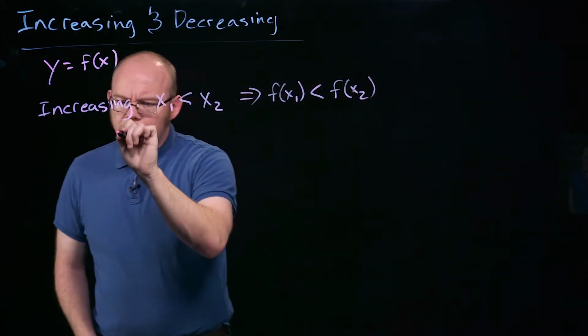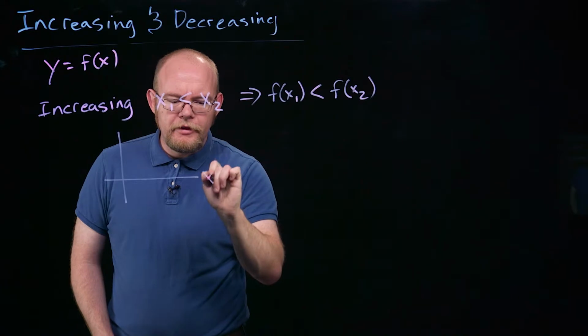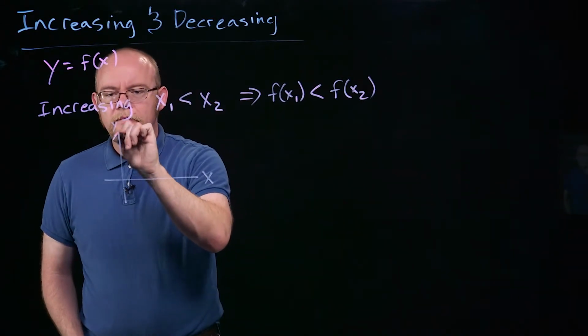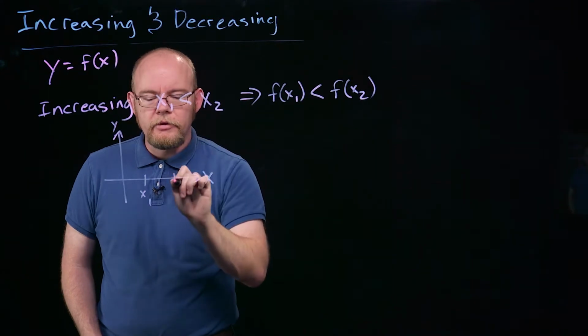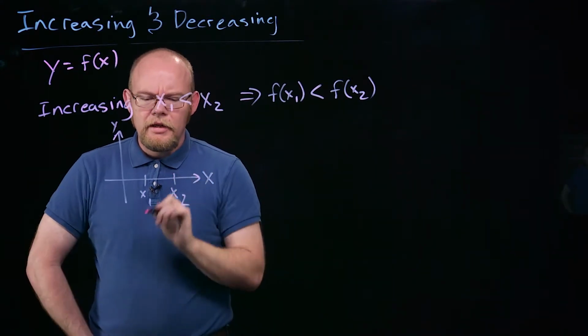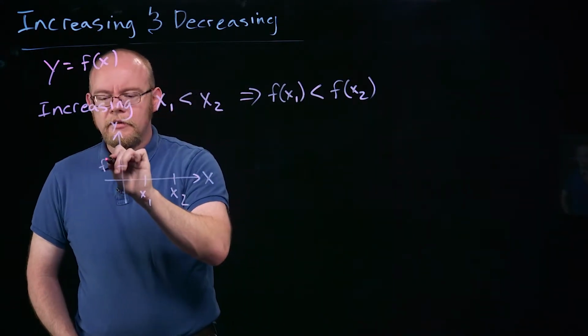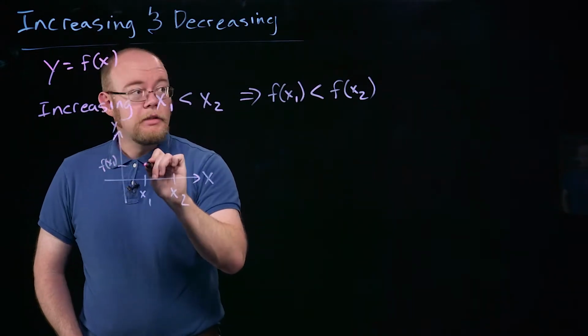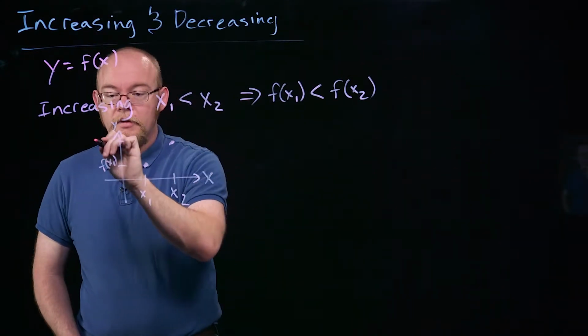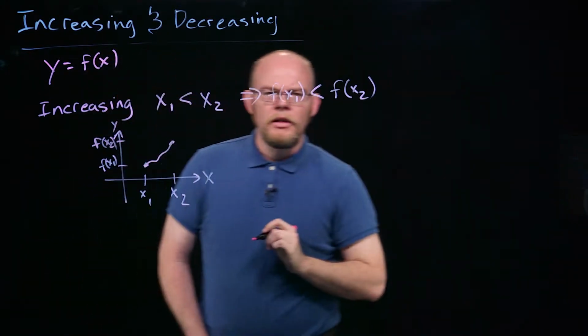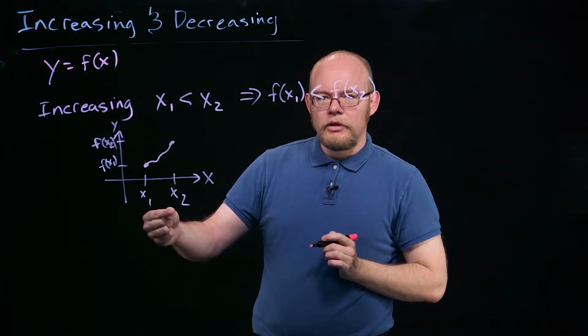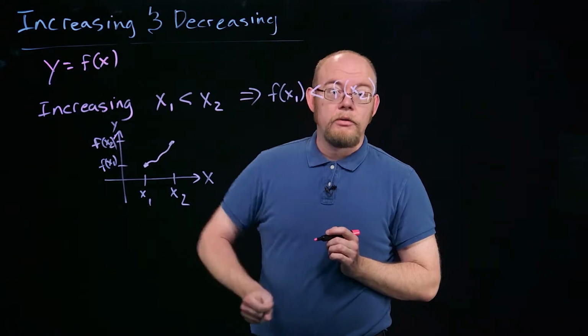So what that means, roughly speaking, is that if I graph this on the xy axis, and I start at x1, which is to the left of x2, then the value at x1 is less than the value at x2, whatever this function does. So it's telling us that as we increase the input, the output also increases.